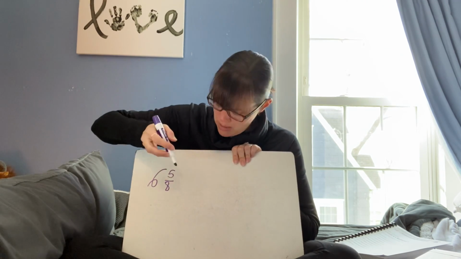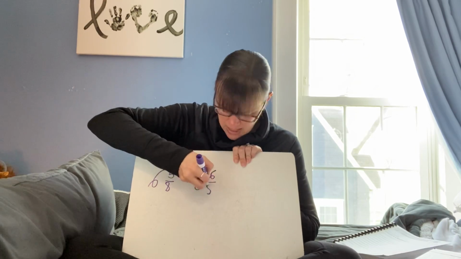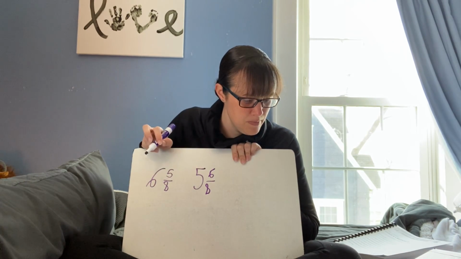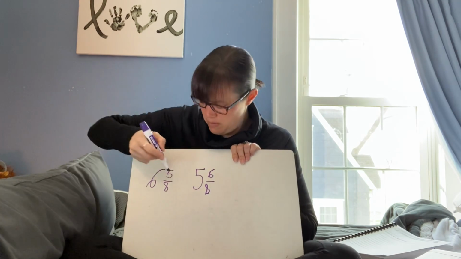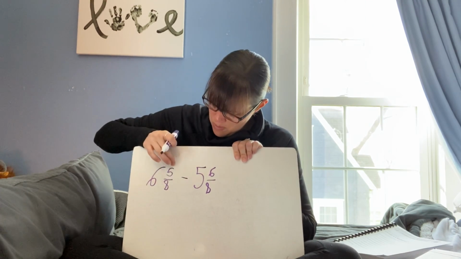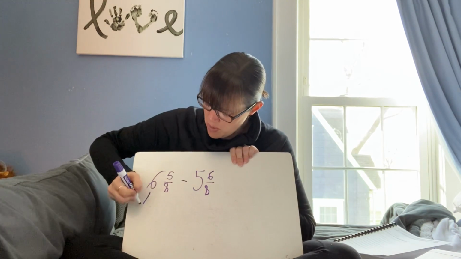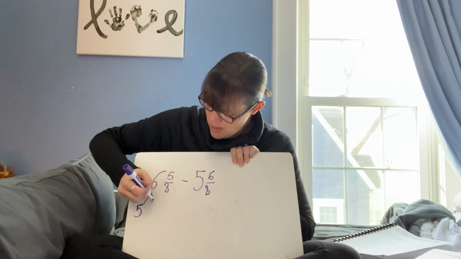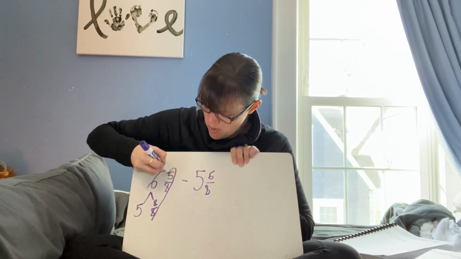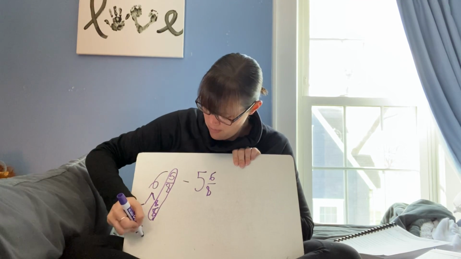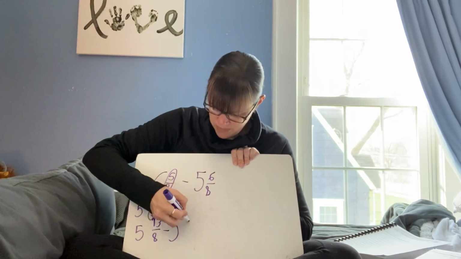The shortest was 5 6/8. Yep. Okay, so what do we do to find the difference? We subtract. Now, can we do 5 minus 6? Nope. So take 1 away from the 6, make it a 5. This becomes 8/8, right? 1 whole is 8/8. So then we go back and we add those together. So we have 5 13/8 minus 5 6/8.